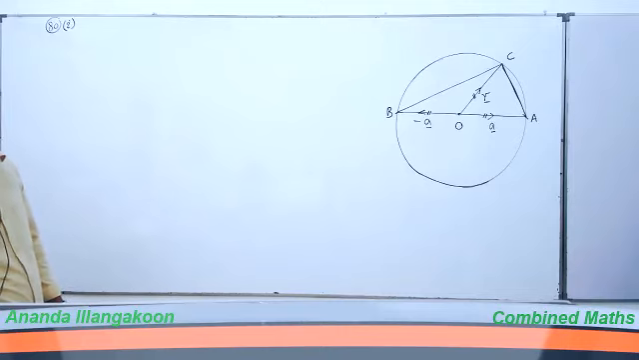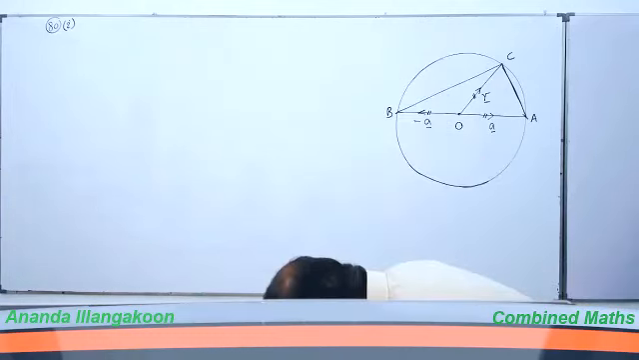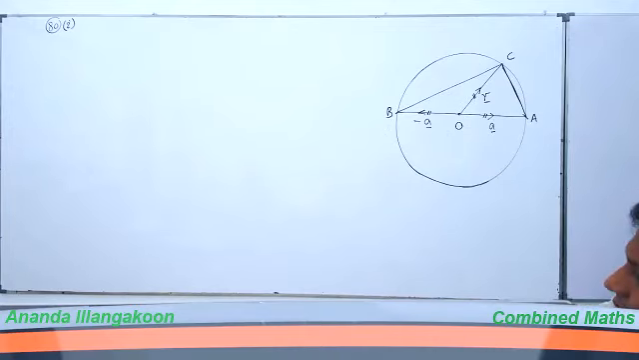Pattern like this. Let the center of the circle be O. And let capital A B be a diameter. Capital A B be a diameter.